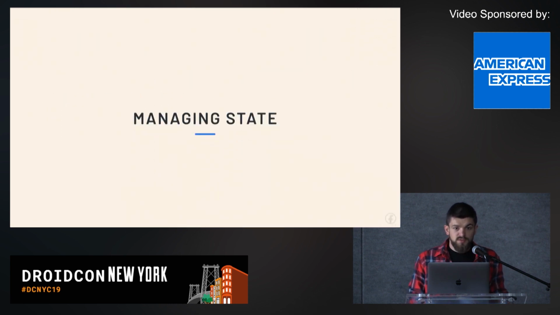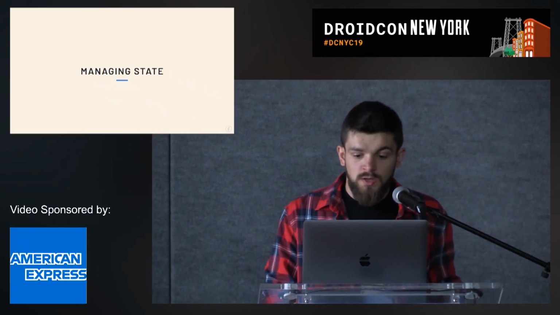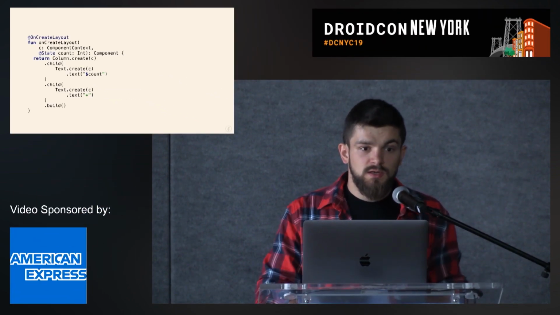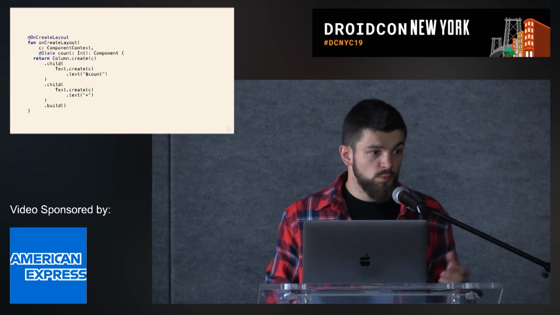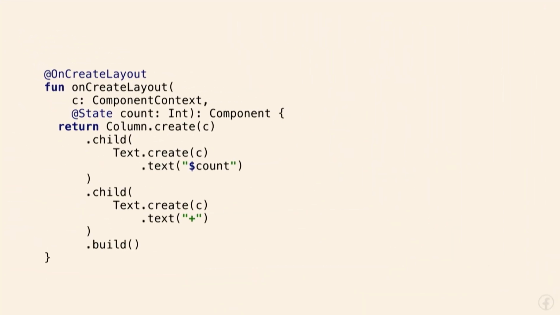The next topic I would like to talk about is managing state. Obviously, not everything can be rendered just with input parameters and some output components. We need to keep track of some state, for example. Let's see the classic example of a counter. We just push the button plus and the counter increments. How can we implement that in Litho?